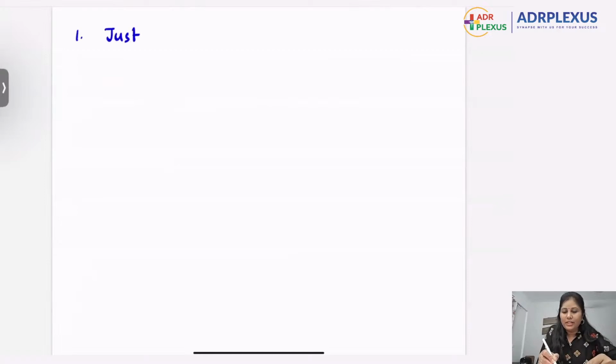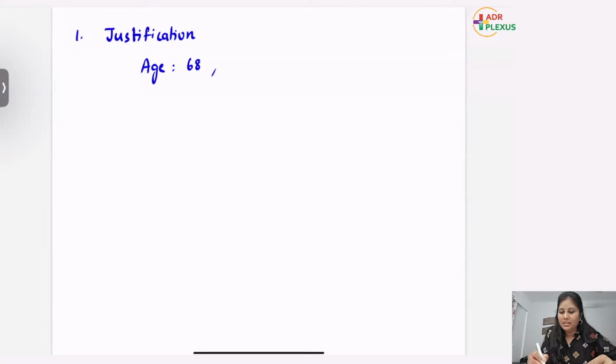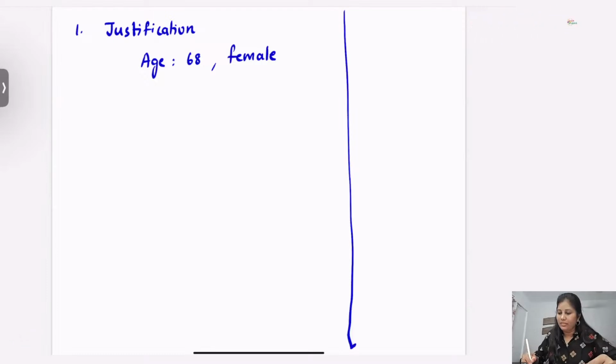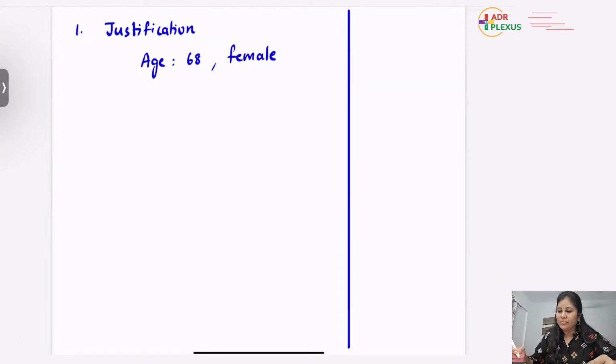Justification of your diagnosis. Okay, justification. So what is the clinical presentation? What is the age? It is 65 or 68 years. And she's a female. Okay, why is it important? Why is it important, students? Any guess? Let us have a rough work here. Okay, so why is it important?